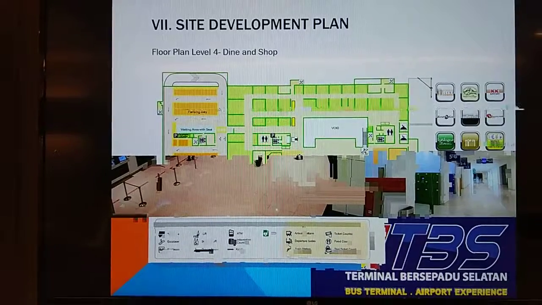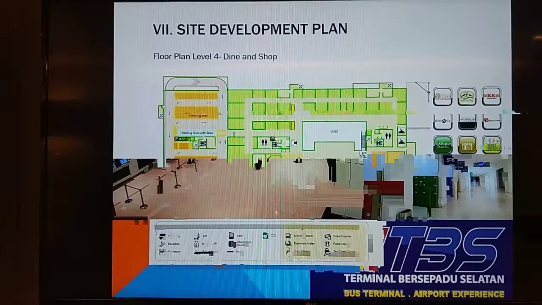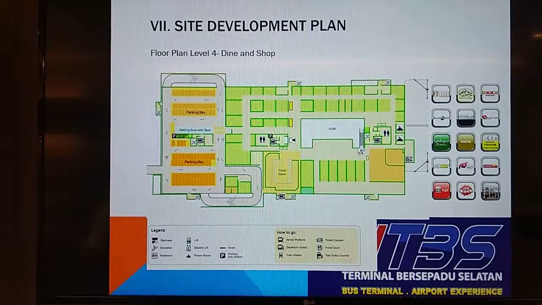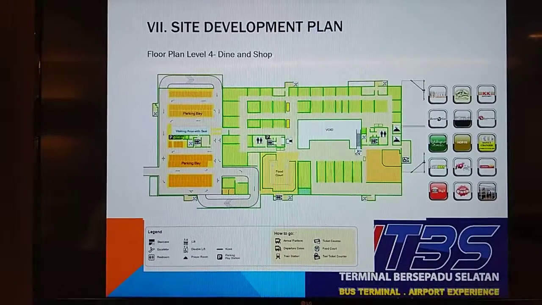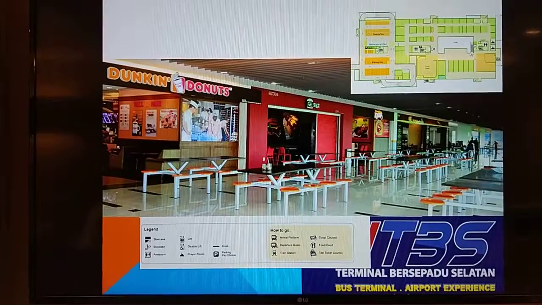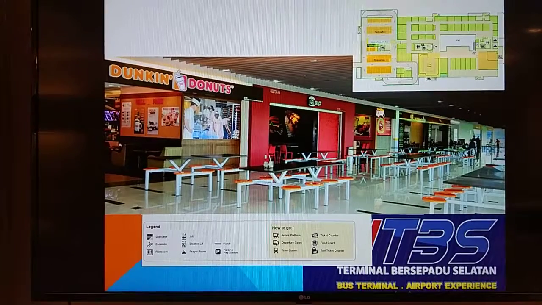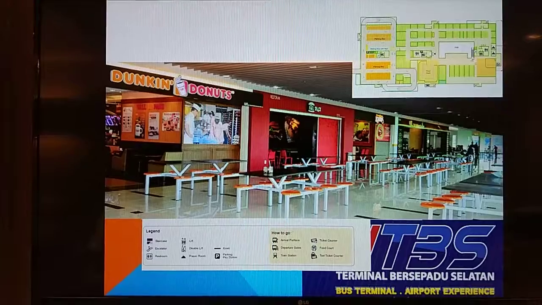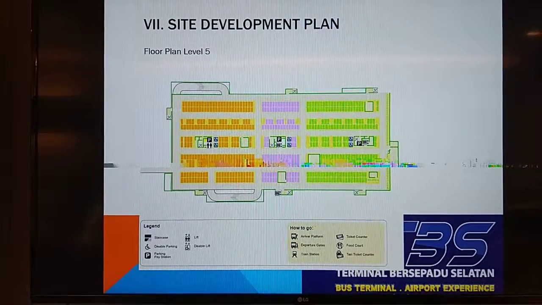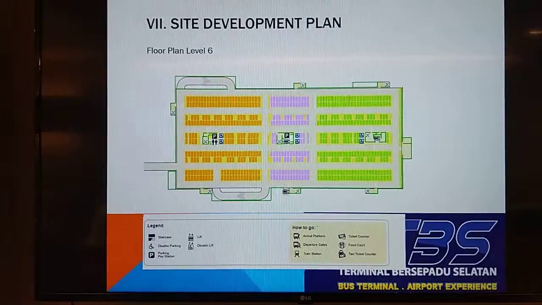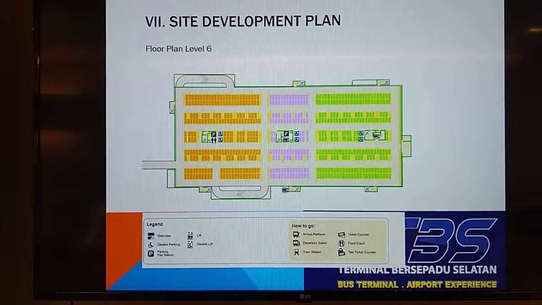Level 4 is mostly food areas and retail stores, as well as parking. Here's a sample of the food stalls, food retail areas. And the 5th level is mostly dedicated to parking, as well as the 6th. That ends my presentation.